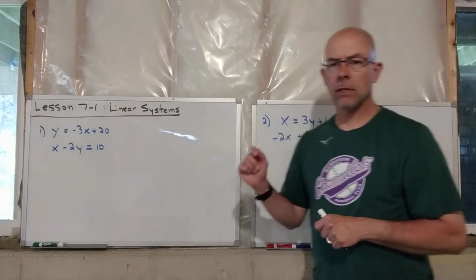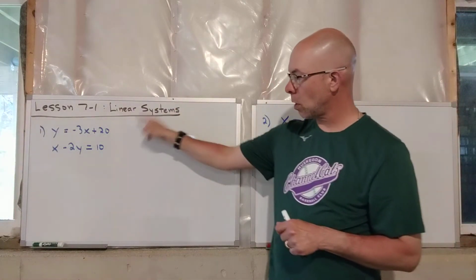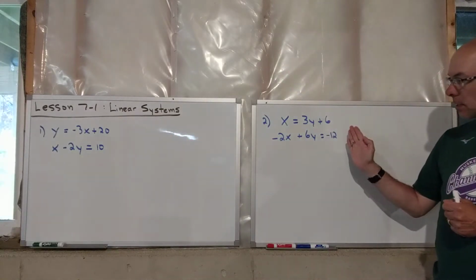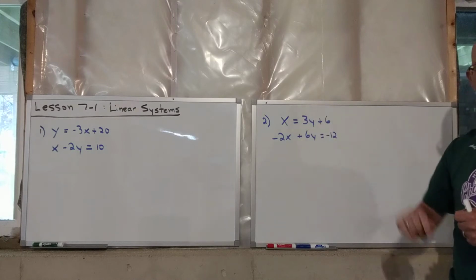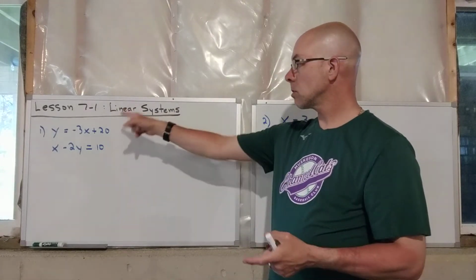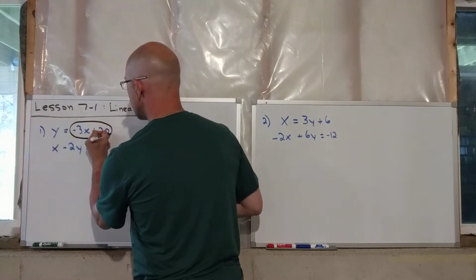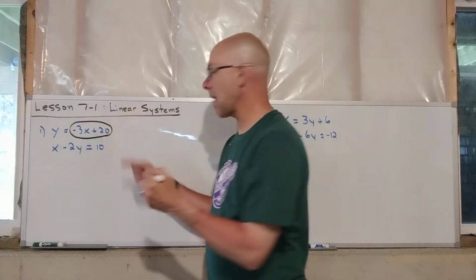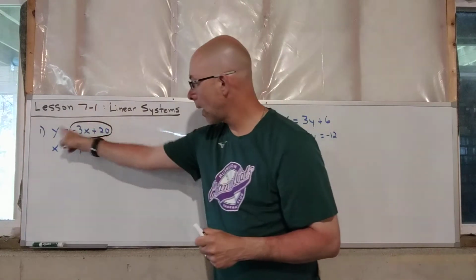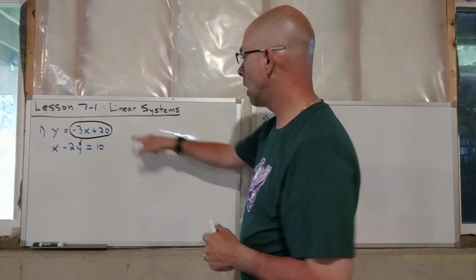What I want you to notice about these two problems is the way they look. In question 1, the first equation says y equals. When we get to the next example, one of the equations says x equals. That's the code for substitution. Here's how we do this. The first equation says y equals, so I'm going to take what it says, y equals this, and substitute it for y in the other equation.